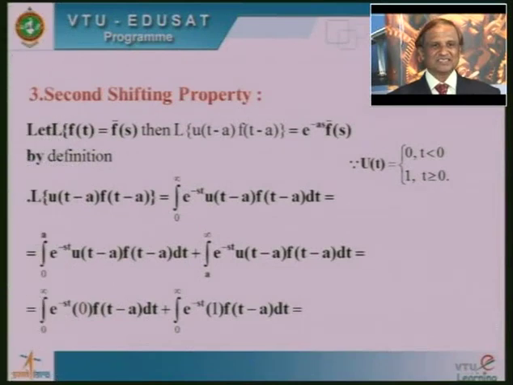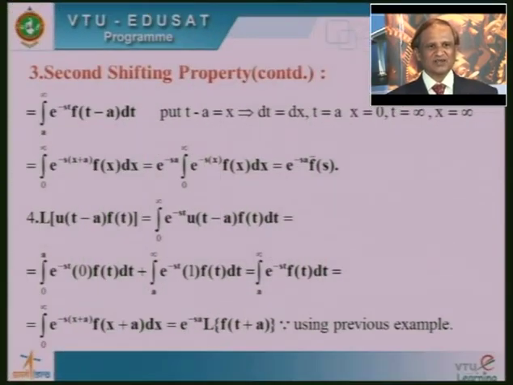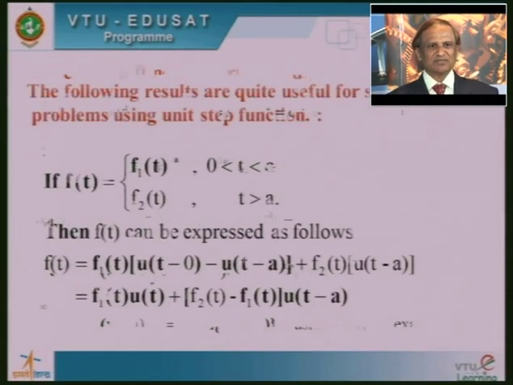This is clear, right? And the third one is the second shifting property. The second shifting property means if L of f of t is equal to F of s, then L of u of (t minus a) into f of (t minus a) is equal to e to the power minus as F of s. It can be verified by using the basic definition. This is clear. Now you can find out the Laplace transform of the unit step function.